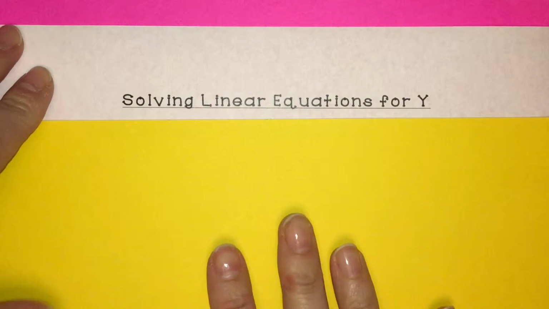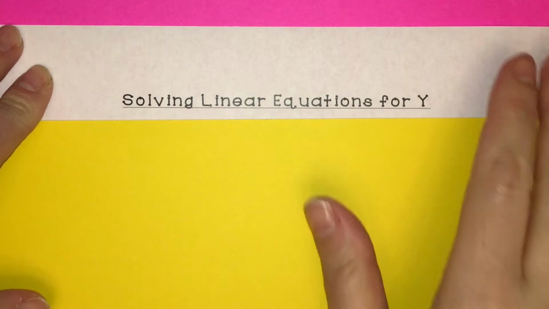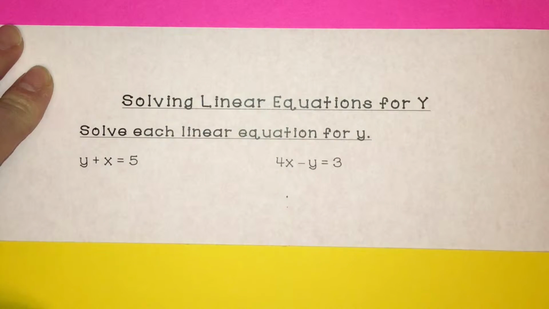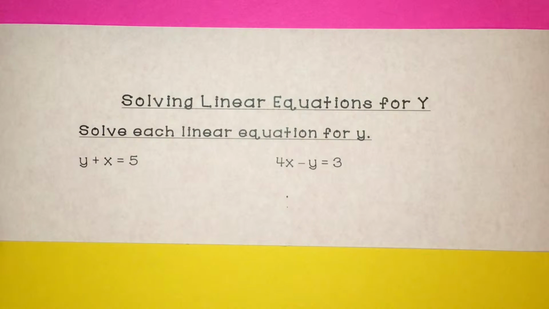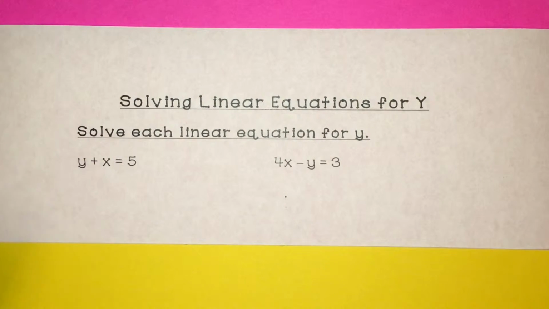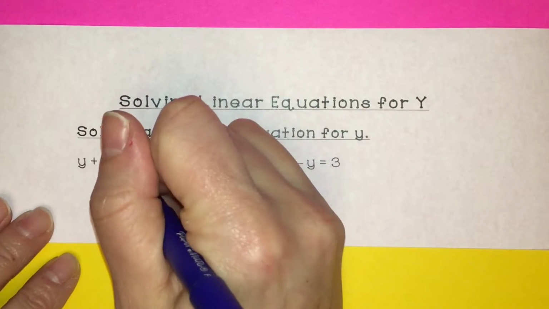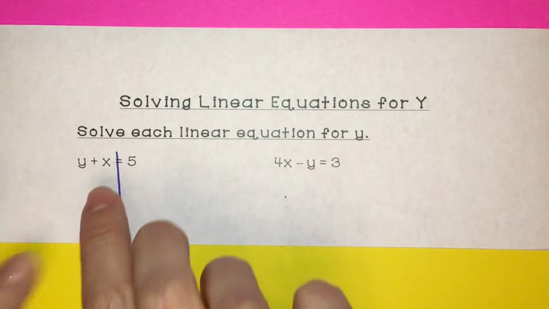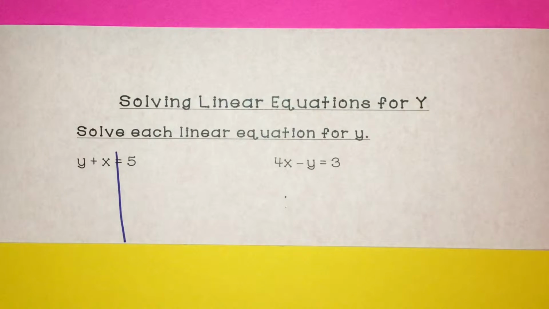In this video, we're going to solve linear equations for y. So we want these to be in the form y equals, and we're going to move everything else to the other side of the equal sign. So I'm going to draw a line down through my equal sign. I want y on the left all by itself. I'm going to move everything else, my x variable and my numbers, to the other side.